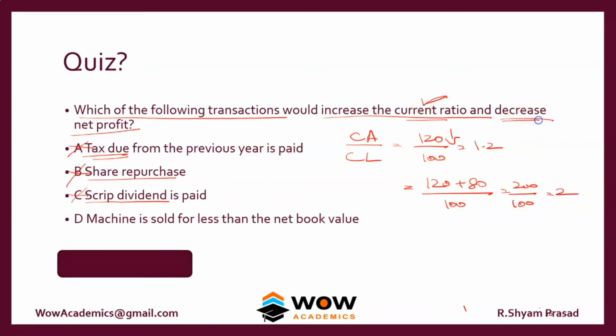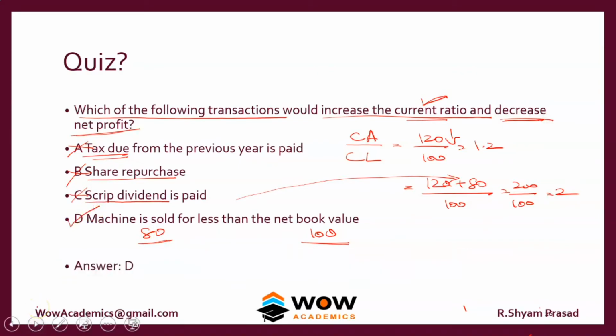But will it decrease our net profit? See, the machine is sold for less than the book value. So if the book value is 100 and it is sold for 80, that is the 80 we have marked here. It means it is a loss. You're going to sell 100 worth of assets for 80, so you're going to incur a loss. That would decrease your net profit. So this is the right option. The option should be D, and the option is D.